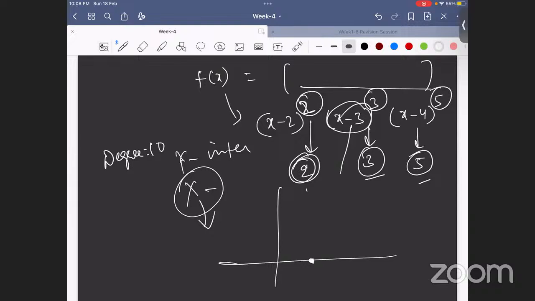Y value is 0 means this is the root of the function. If you are getting a point on the y-axis, that means the x value is 0, so it's the y-intercept of the function. That's simple, right? So there is no relation between multiplicity and cutting the origin. Okay, got it.